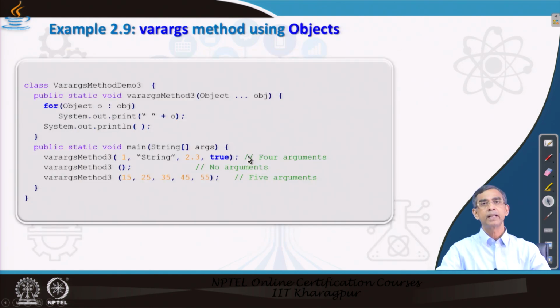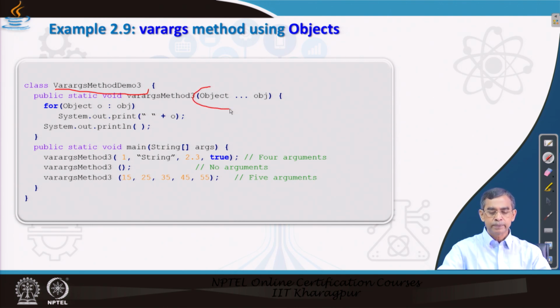Here is a simple example. Like the previous one, we declare the var arg methods, and here we declare using object. You can note the difference is that we declare the type as object, with the ellipsis that we have discussed. That means we can pass any type of values and any number of them.